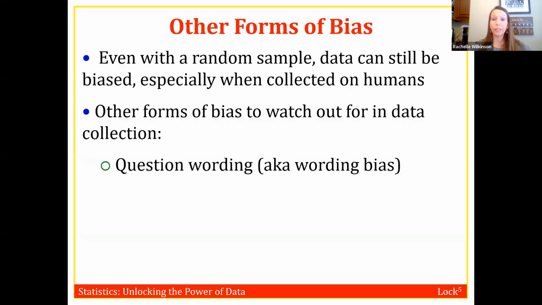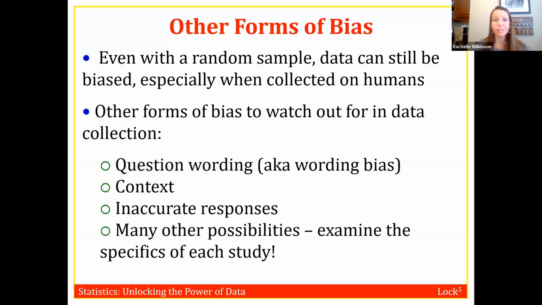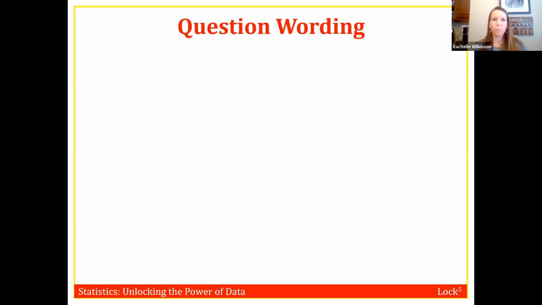One example of that would be wording bias. So depending on how we word the questions, the context of the questions. If you ask some questions, you might already just expect that people are going to lie to you or give you inaccurate responses, and lots of other things. So you have to really think about that as the researchers and ask, could this potentially lead to bias?